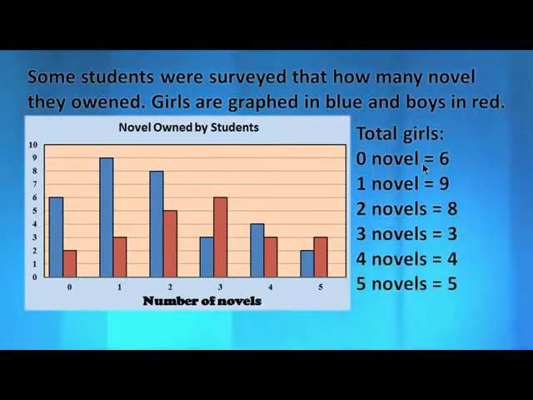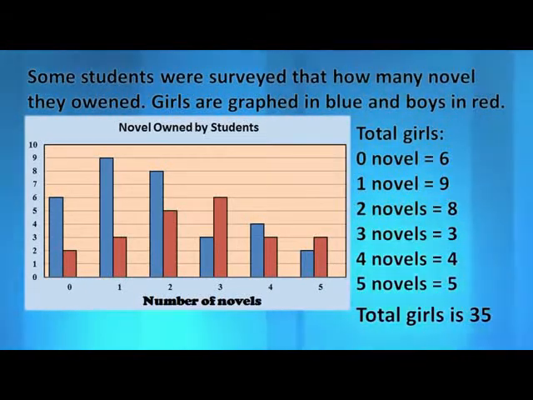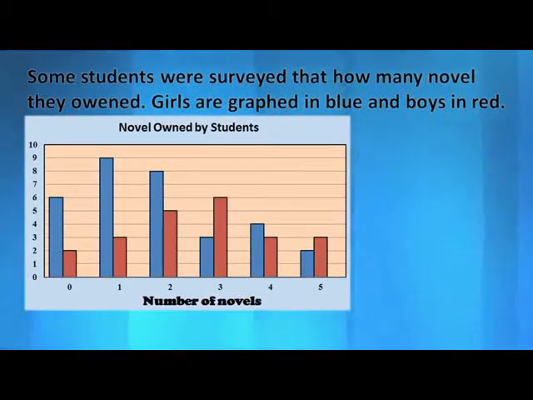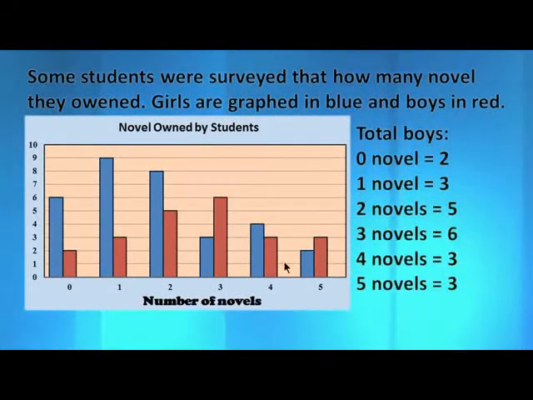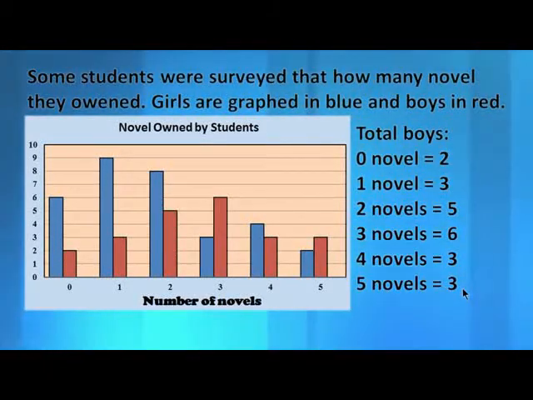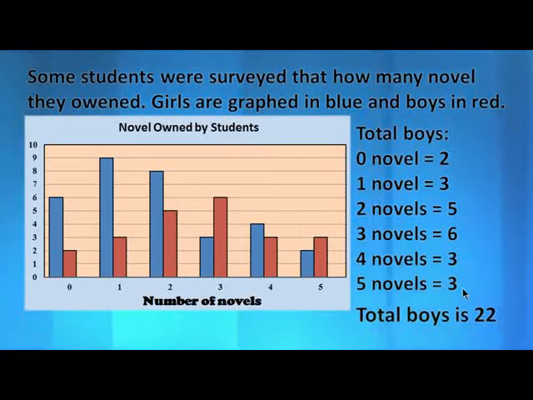So, how to find the total girls? You have to add all these numbers together. You'll find that the total girls is actually 35. How about the boys? You pay attention to the red bar because the boys are represented in red. So for the total boys, you add all these numbers together, and you will get 22.